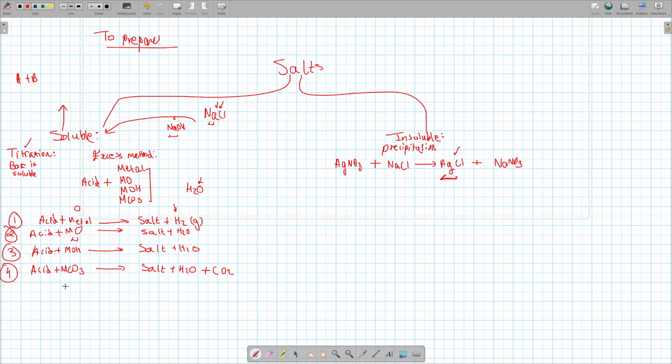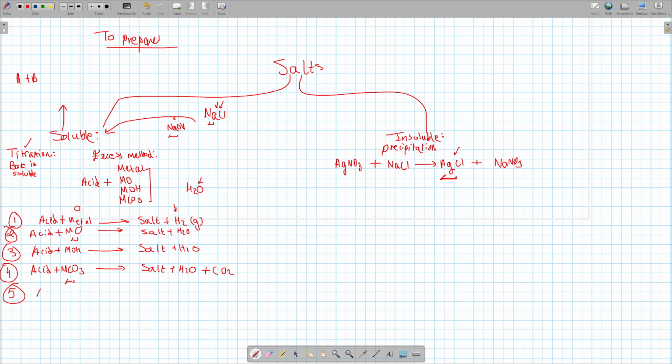Okay, MCO3. What did you add to get from MO to MCO3? CO2, right? You added 1 carbon and you added 2 oxygens to get CO3. So that's how I memorized it. I said, oh, it's just the same as MO, but I just added a CO2. So these 4 are the most important.